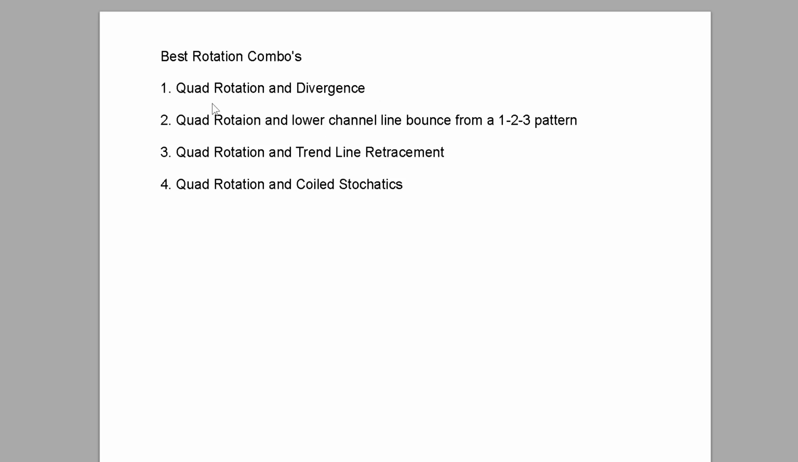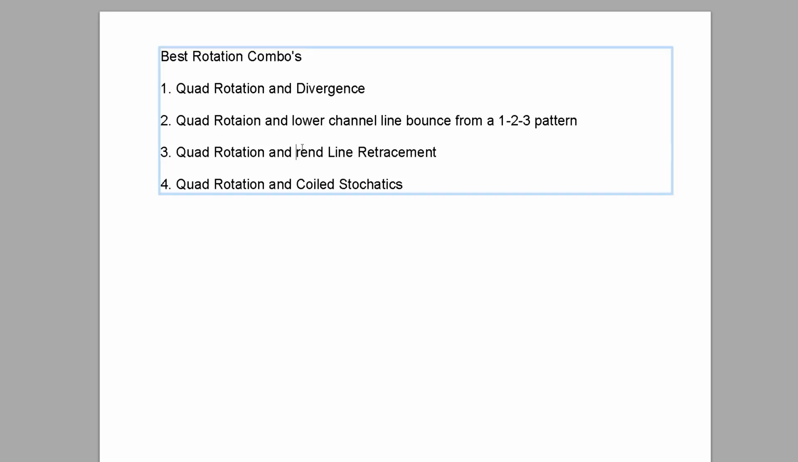These are my top 4 setups: quad rotation and a divergence. Number 2 would be a quad rotation and a lower channel line bounce from a 1, 2, 3 pattern. Number 3 would be a quad rotation and a trend line retracement. Sorry for my awful grammar here. I either put up all capitals or what, that doesn't matter. And then number 4, quad rotation and a coiled stochastics. And that's the only one I haven't really shown you yet.